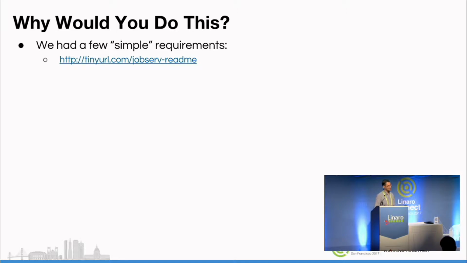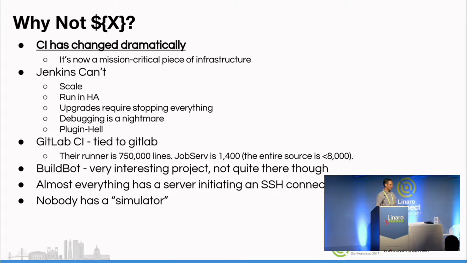This kind of ties on to what I was saying, scale out horizontally, but we needed high availability. We're going to have people using it all the time. We don't want to have to stop everything that's running, upgrade the system, and then let everything start running again.